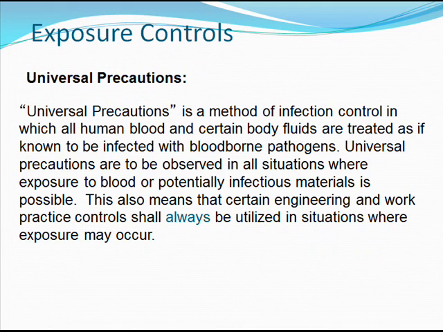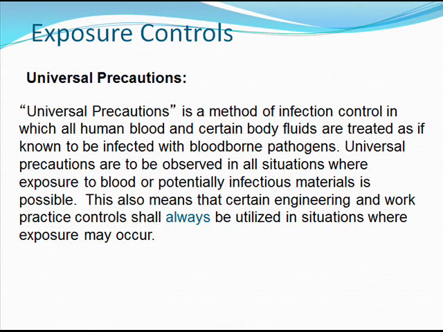Exposure controls. Universal precautions. Universal precautions is a method of infection control in which all human blood and certain body fluids are treated as known to be infected with bloodborne pathogens. Universal precautions are to be observed in all situations where blood exposure or potentially infectious material is possible. This also means that certain engineering and work practices should always be utilized in situations where exposures may occur.